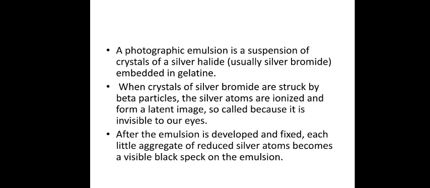A latent image. Latent means hidden. Later on you are going to develop it, fix it, and identify the aggregates of reduced silver atoms. Usually a reduced silver atom will be black in color. So wherever this bombardment has taken place, wherever silver halide has been reduced to silver atoms, in all those areas you are going to see black spots or specks, or a particular pattern is going to be formed. And this is how you locate the chemical, the molecule of your interest.